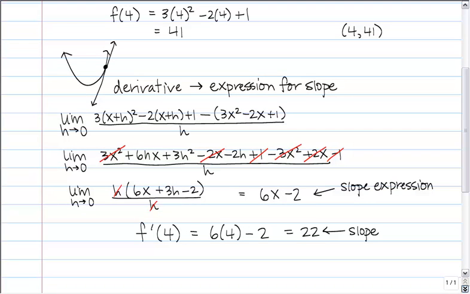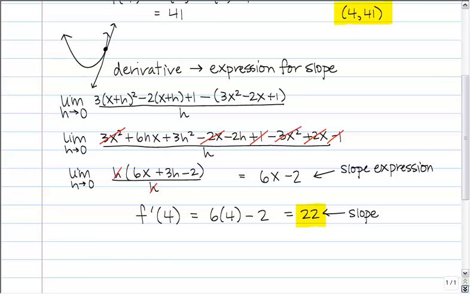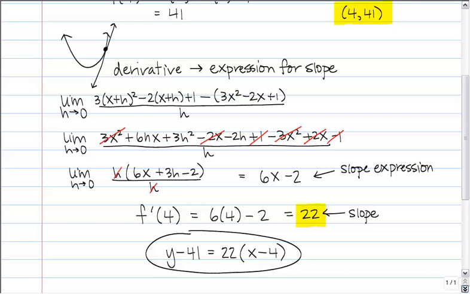Okay, so now we should have enough information. We have an ordered pair, (4, 41). We have a slope of 22, and we can go to point slope form. Okay? So the equation of the tangent line is y minus 41 equals our slope, 22, times (x minus 4). I'm just going to leave it in this format, unless it specifically says something else. Go ahead and leave it in your point slope form, and you have found the equation of your tangent line.